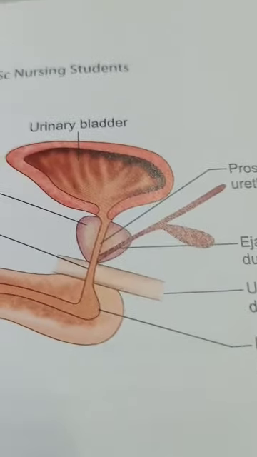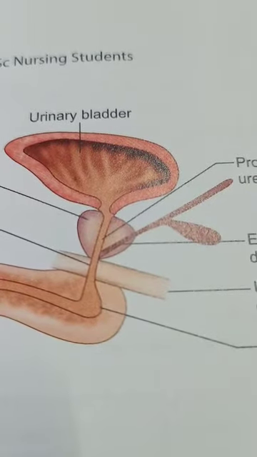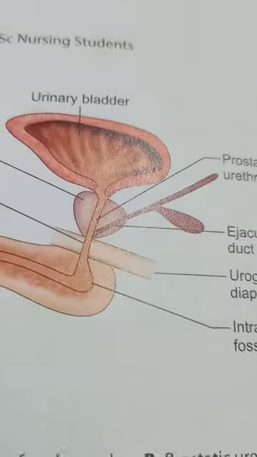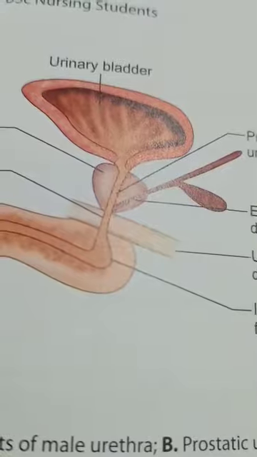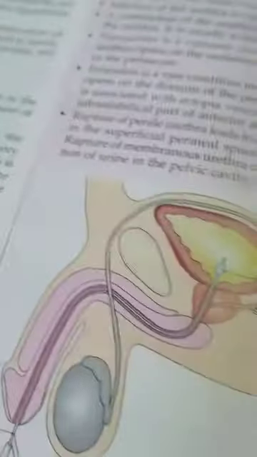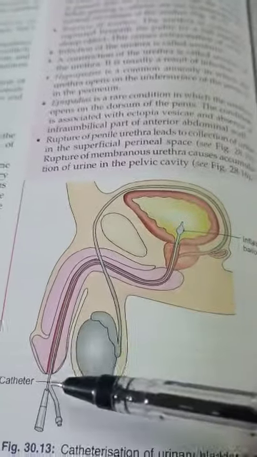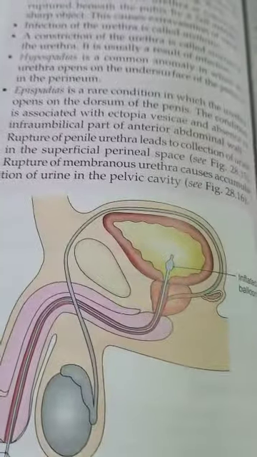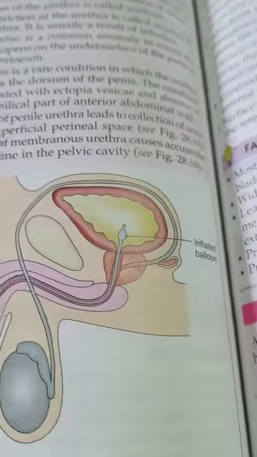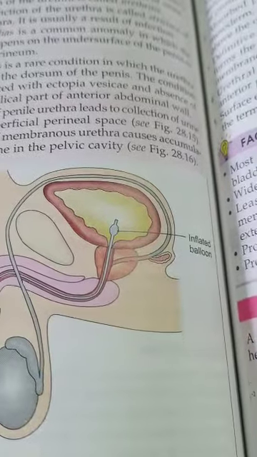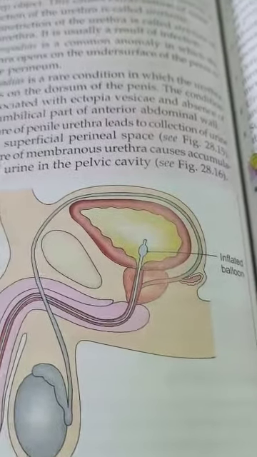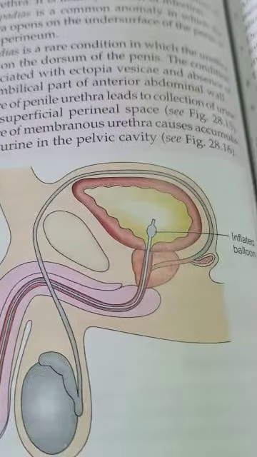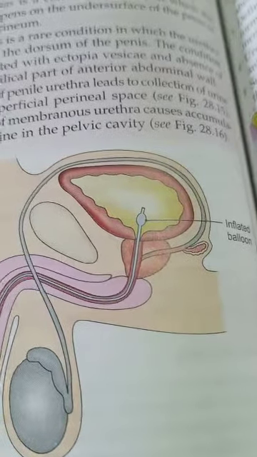So in applied anatomy, one is the catheterization of the urethra. Here we can see our urethra. The catheterization of the urinary bladder. In some cases, the patients are unable to pass urine, which leads to the storage of urine in the urinary bladder. In such a case, we insert a rubber tube called a catheter through the urethra into the bladder. So like this.